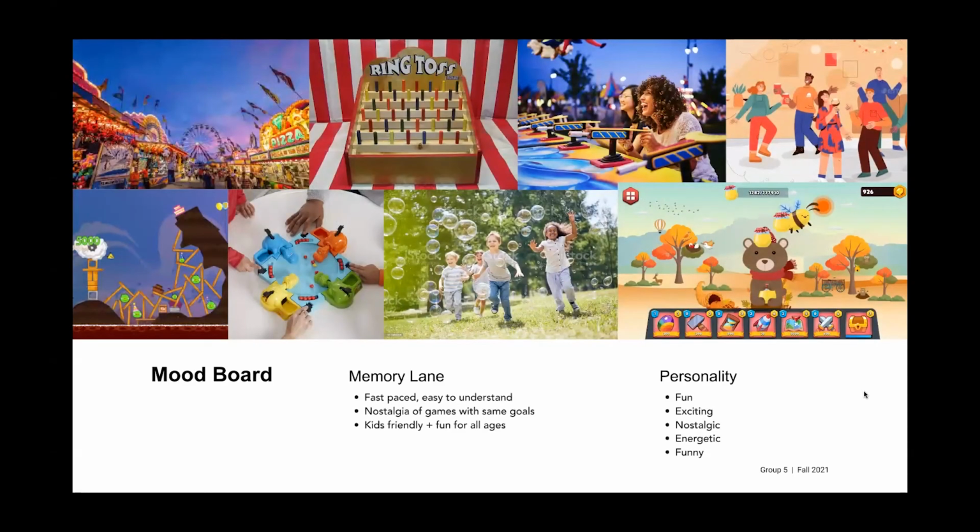So our initial mood board, we want this to be really fast-paced and easy to understand while bringing back that nostalgia of games with really familiar goals. And then we want this to be kid-friendly and fun for all ages. We really just want this to be really fun and exciting for people to do.